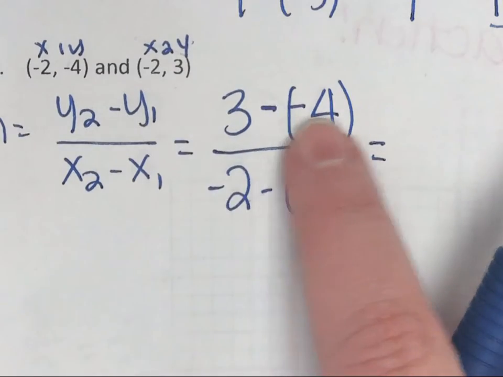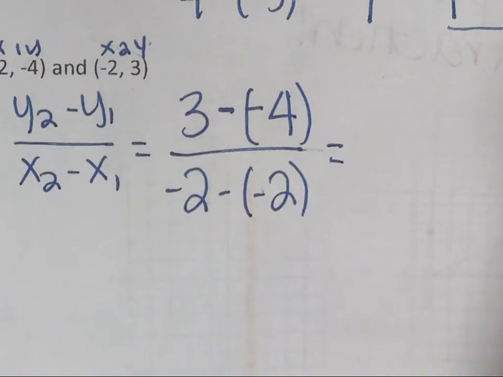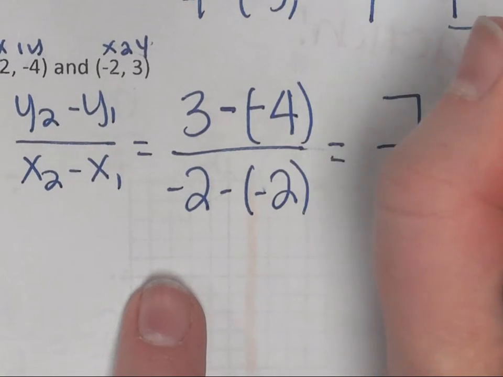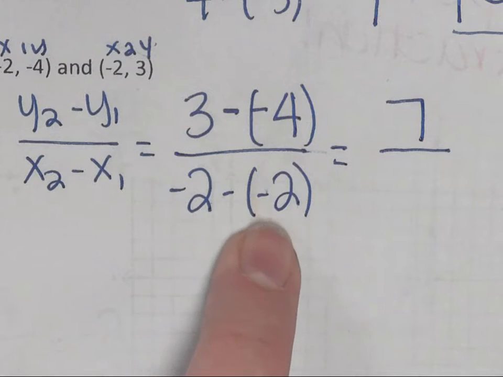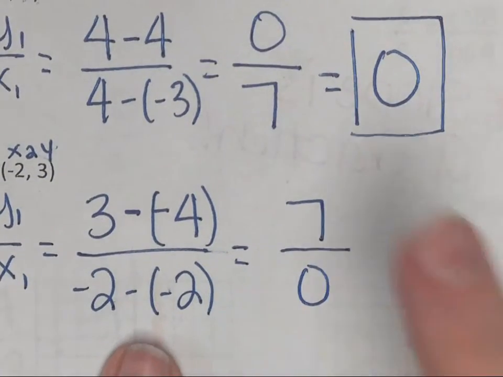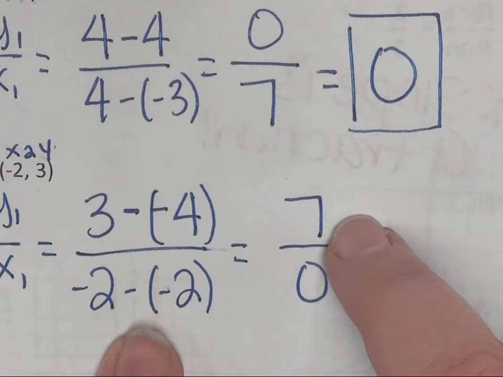What is 3 minus negative 4? 7. What is 2 minus negative 2? 0. Okay, now, this is similar to C, but it's upside down.